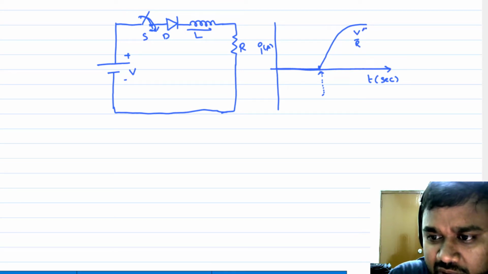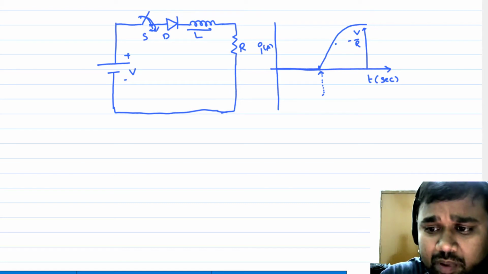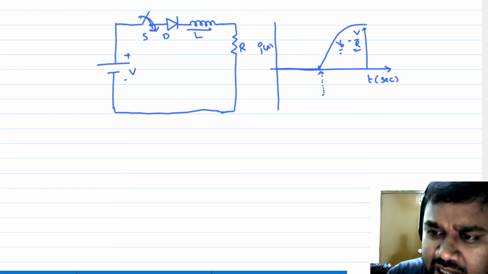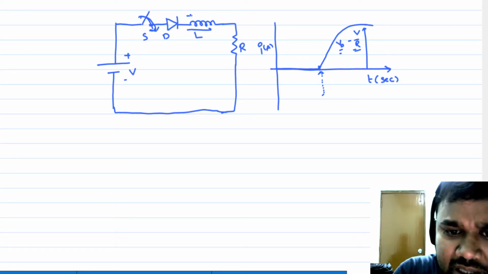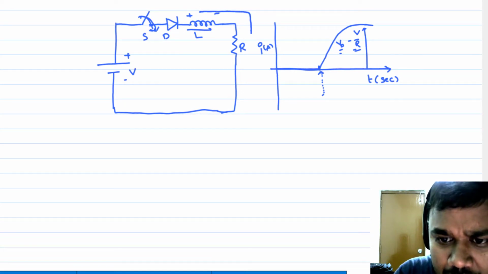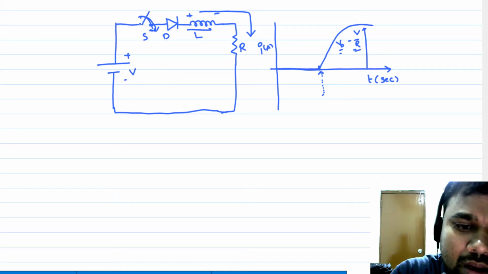This amount of current is there, minus the drop of the diode if you consider the drop of the diode. So this current is going on, the inductor is getting energized, and the current is going on in this fashion. Suddenly what we do is we open the switch.